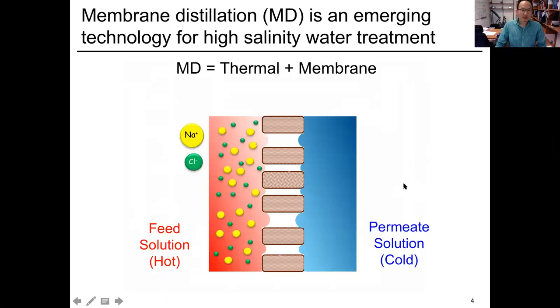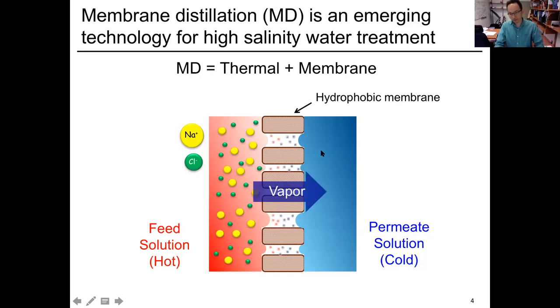There is an emerging technology called membrane distillation, which is a hybrid process that combines both membrane technology and thermal distillation technology. In membrane distillation, MD, a hydrophobic porous membrane is placed between the hot feed wastewater and cold permeate fresh water. Because of the hydrophobicity, only water vapor can go through this membrane. Then the temperature difference between these two reservoirs drives the water vapor from the hot to the cold side.